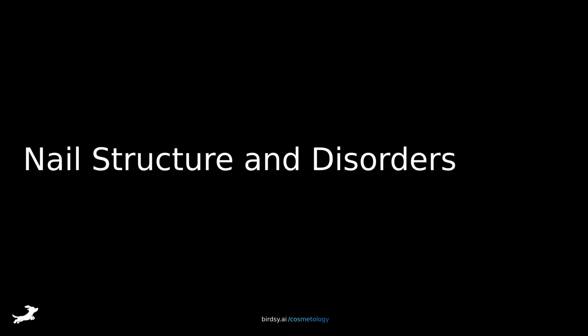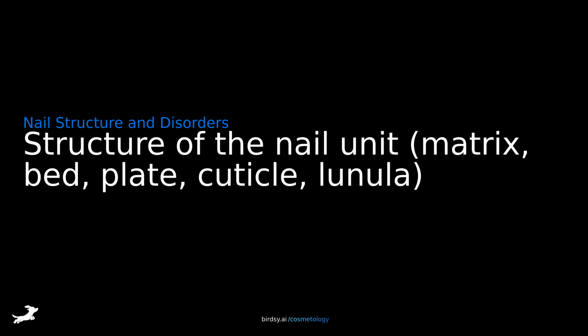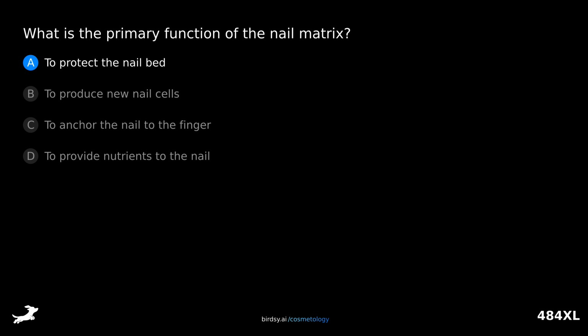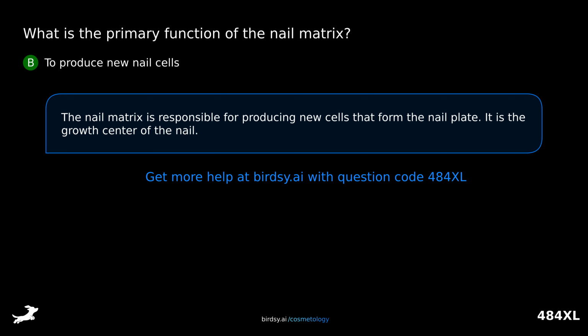Nail structure and disorders. Structure of the nail unit: matrix, bed, plate, cuticle, lunula. What is the primary function of the nail matrix? Is it A, to protect the nail bed, B, to produce new nail cells, C, to anchor the nail to the finger, or D, to provide nutrients to the nail? The answer is B, to produce new nail cells. The nail matrix is responsible for producing new cells that form the nail plate. It is the growth center of the nail.